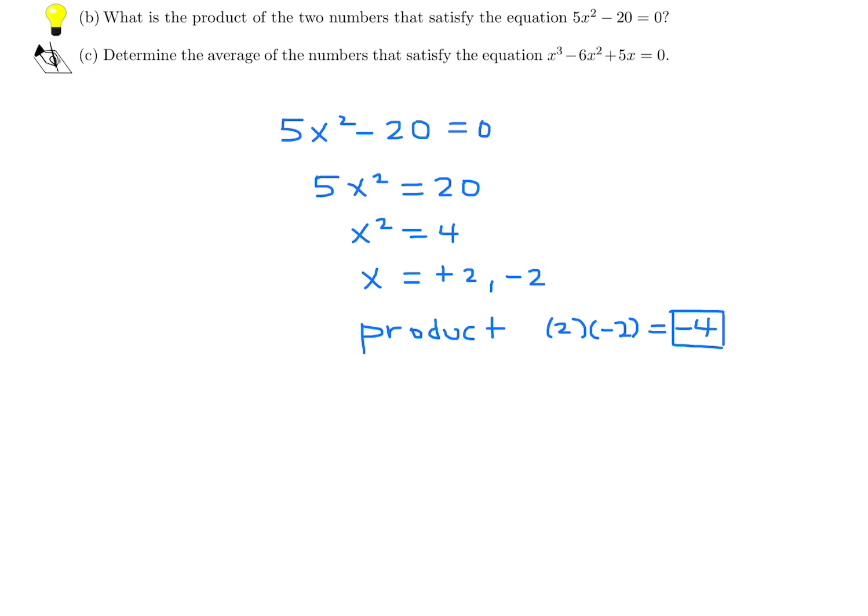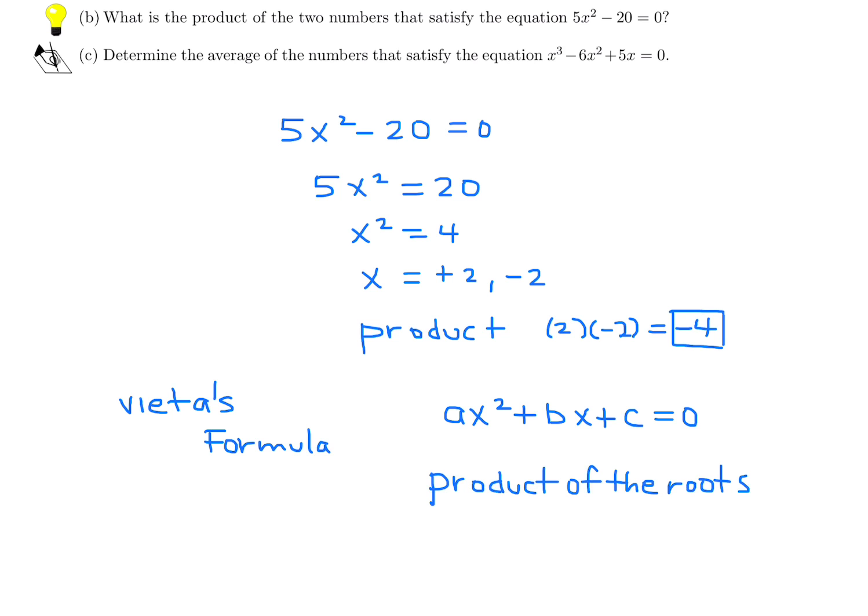Now again, using Vieta's formula, if you remember, the product of roots for a polynomial of the form ax squared plus bx plus c equals 0 is given by another really quick formula, and that is c over a. So if you use that on here, you can also quickly get the product of the roots. In this case, it would be minus 20 over 5, which is negative 4, which is the same answer I got up here.